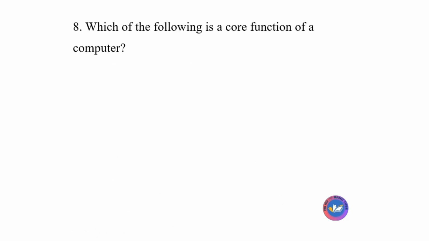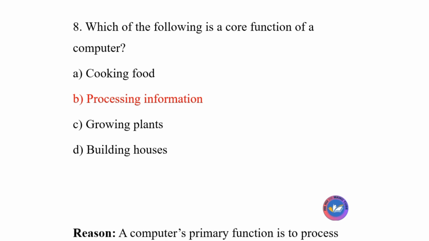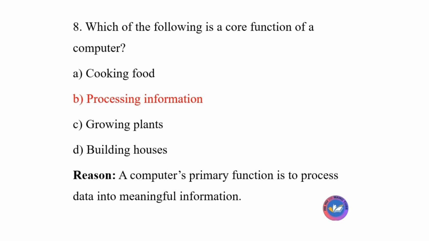Question number 8. Which of the following is a core function of a computer? A. Cooking food. B. Processing information. C. Growing plants. D. Building houses. The answer is processing information. A computer's primary function is to process data into meaningful information.